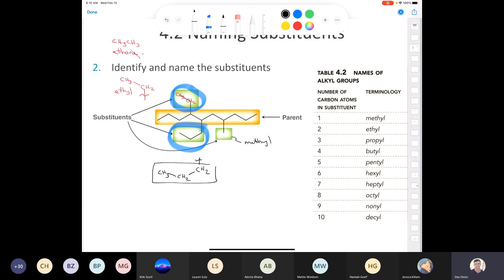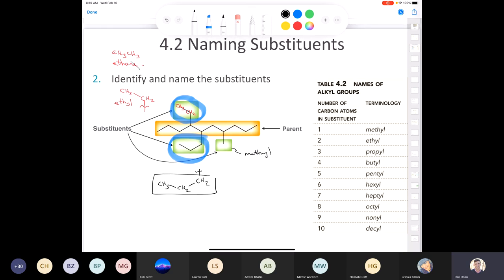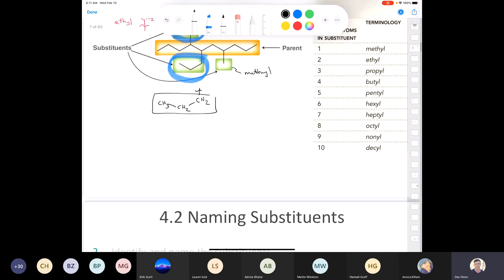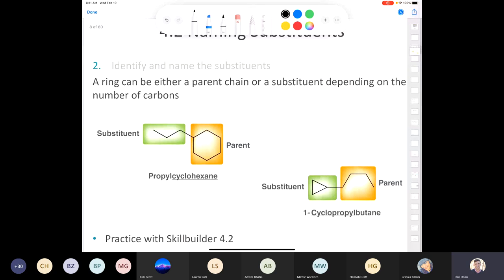So you need to be aware of these substituents. Now, if you find it a little overwhelming looking at it on a Wednesday morning, the more you practice it, the better you will become at recognizing substituents, so much so that eventually they'll just become second nature and you won't really have to think about them. Now, what about a ring? If we think about having a substituent on a ring, and this is a propyl group, we just saw this. This is a propyl here.